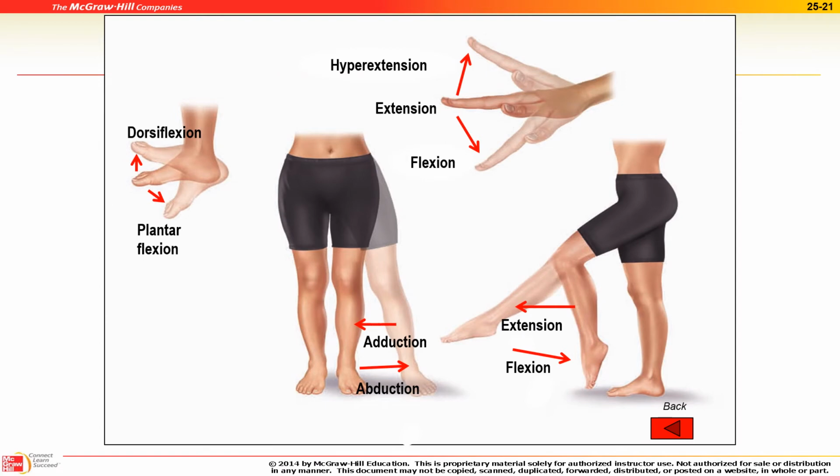So here it is pictorially. Toes up, dorsiflexion. Toes down, plantar flexion. Extension, right? We make that angle bigger. Flexion, the angle gets smaller. And then hyperextension, we go beyond extension. When you are abducted, you're taken away from your family. When you're an addict, you are drawn towards.